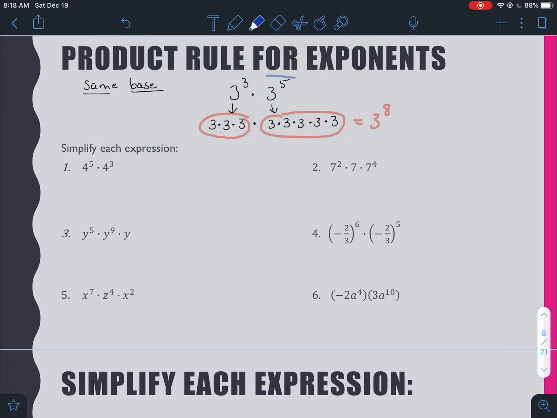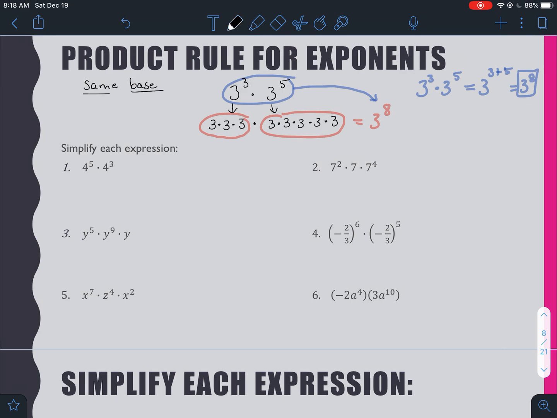Now, if you look at the original problem, which was 3 to the third times 3 to the fifth, what can you do with those exponents to get 3 to the 8th? You add them. So the product rule for exponents says if you have two expressions that have the same base and you're multiplying those expressions, you can add their exponents to get the final result. So this is the same thing as 3 to the third plus 5, or 3 to the 8th.